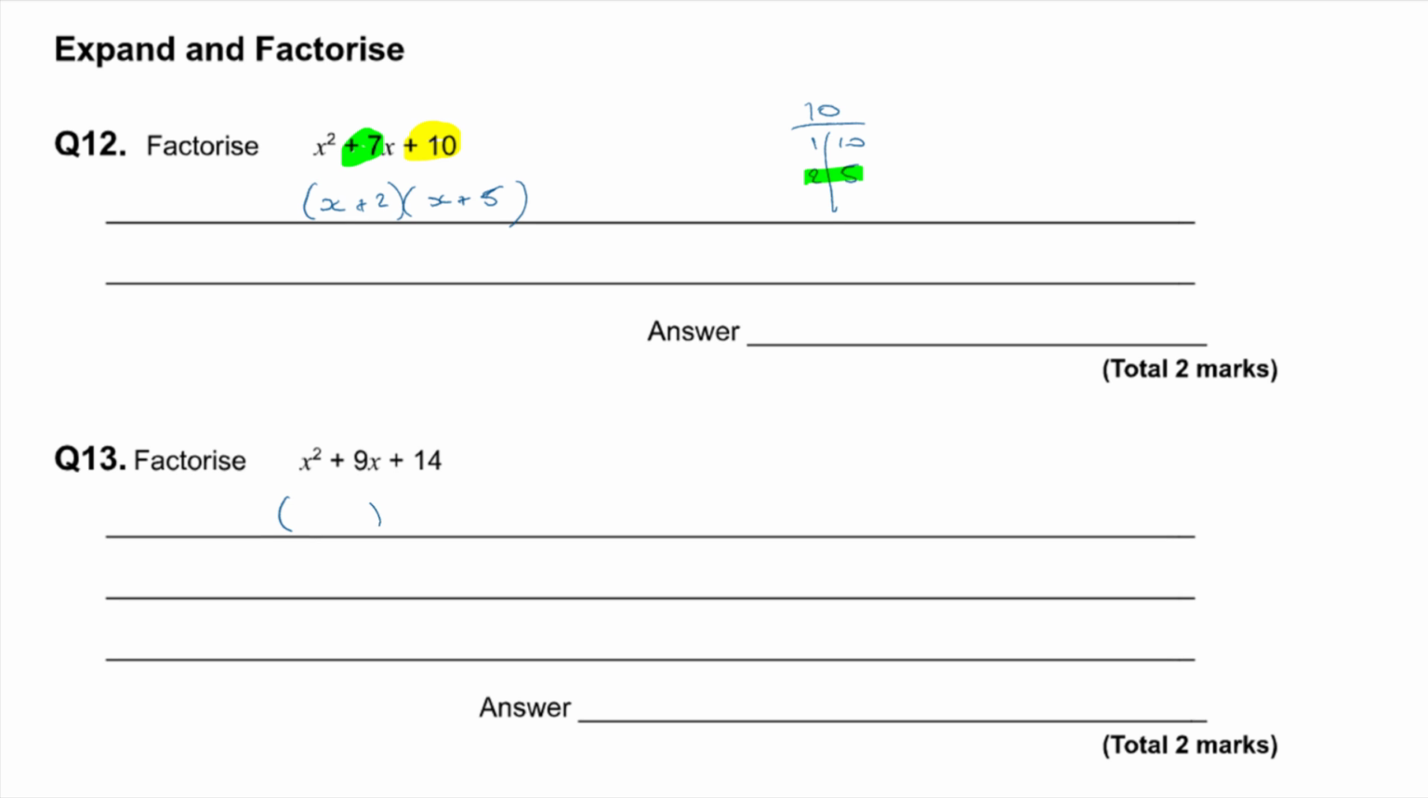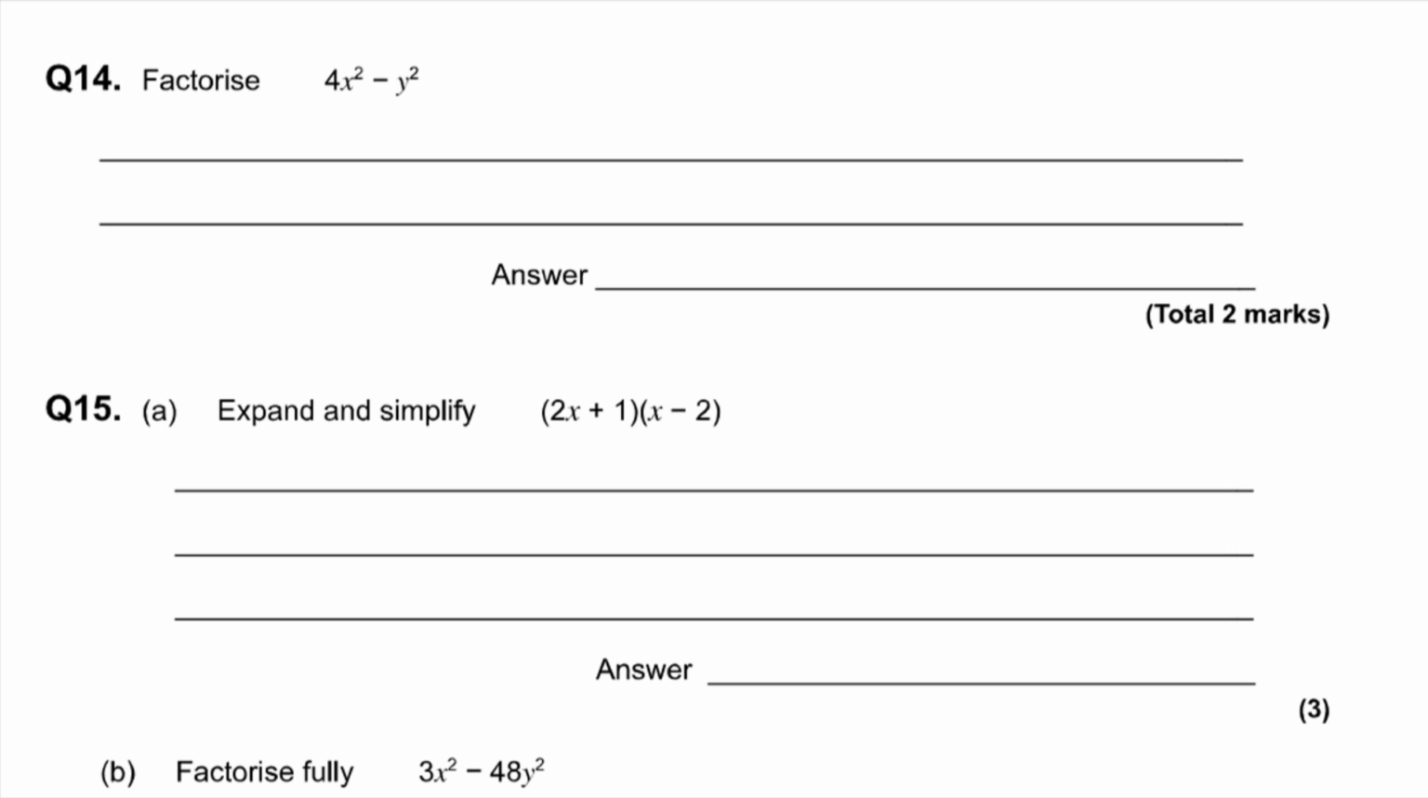Next one, factorise x squared plus 9x plus 14. I'm going to do it the same way. I know it factorises into two brackets, and I know it's got something to do with the factor pairs of this 14 here. What are the factor pairs of 14? It's 1 and 14, 2 and 7. Which one of those pairs is going to deliver me 9 in the middle? It's those two, isn't it? The 2 and the 7. So I'm going to get (x plus 2)(x plus 7) as my two brackets.